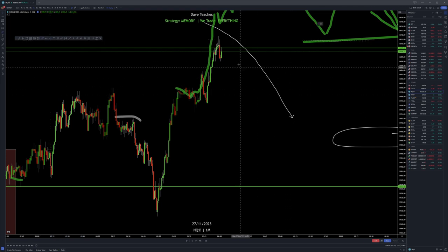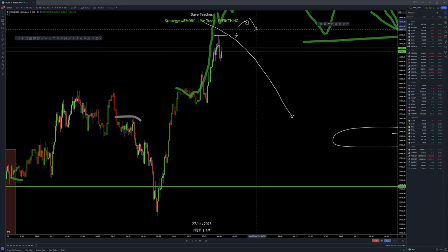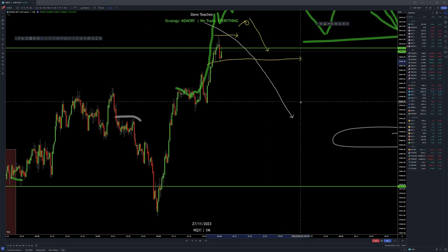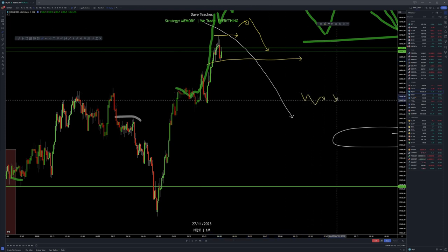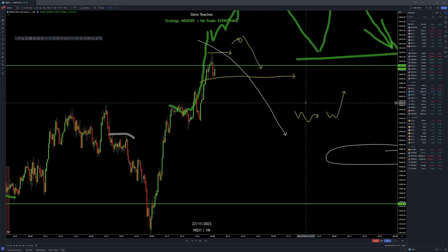Even though this is the top of the range, if we end up taking that high out there, I'd be looking for a long back down into here. A short back down into here. And if we trade back into here, I'll be looking for a long that way. And this is literally how I plan my trades, y'all.